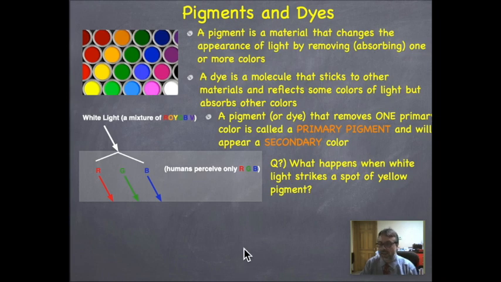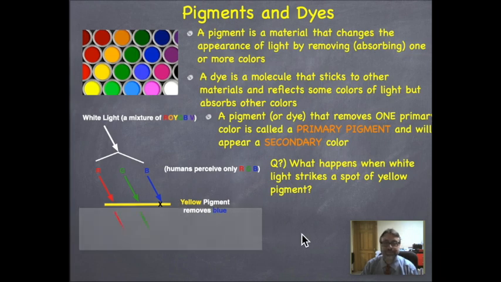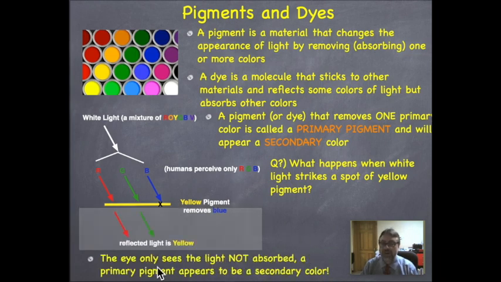And so I can take white light and substitute in red, green, and blue rays because that's what our eyes see. Now it's going to strike a spot of yellow pigment. Perhaps this is paint or a dot from an inkjet printer at home. Well, the yellow pigment looks yellow to us because it absorbs the blue light. It takes the blue out of the light shining on it and reflects the red and the green light, which is why it looks yellow. So yellow pigment will remove the blue. What will bounce off the yellow pigment is the red and the green, which our eyes perceive as yellow, and that's why yellow paint looks yellow to us.